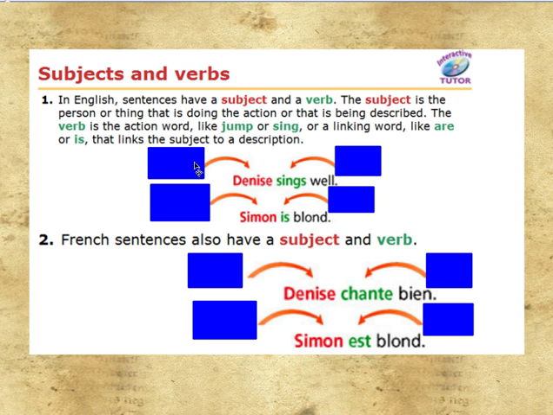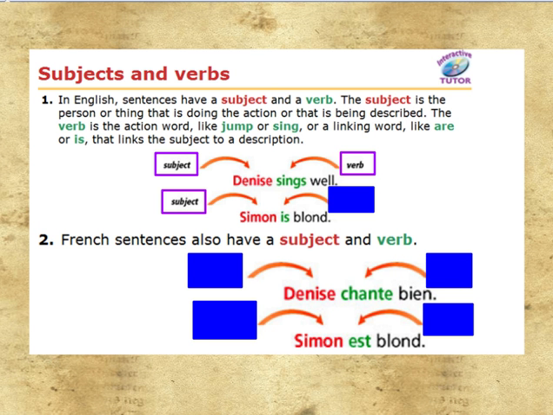So when you look at the sentence, Denise sings well, Denise is the person that the whole sentence is about. That makes her the subject. The thing that she's doing in the sentence is sings, so that's the action word, or the verb. Same kind of situation here with Simon is blonde. The whole sentence is about Simon. That makes him our subject. And the linking word here that links him to the describing word blonde is the word is. So is, even though it's a weird way to think of it as an action word, is actually the verb of your sentence.